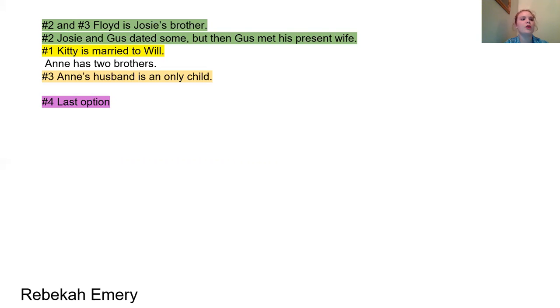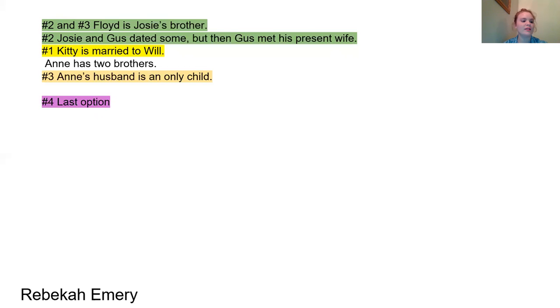In order to solve this problem, we will need to find the most obvious clues first and then move on to the less obvious. By process of elimination, we will be able to successfully figure out who is married to who in this puzzle. First of all, Kitty is married to Will. Next, we know that Floyd is Josie's brother and that she dated Gus but didn't marry him. With that information, the only other option for Josie's husband is David.